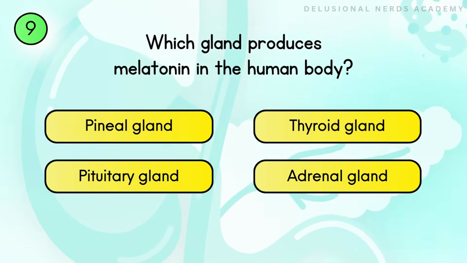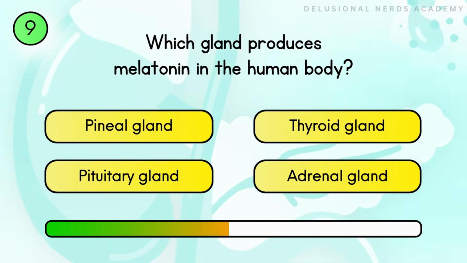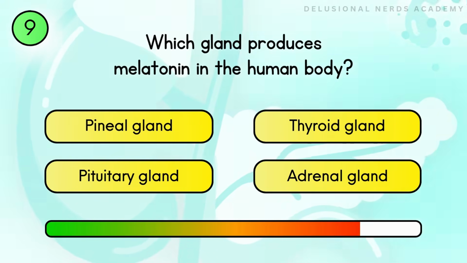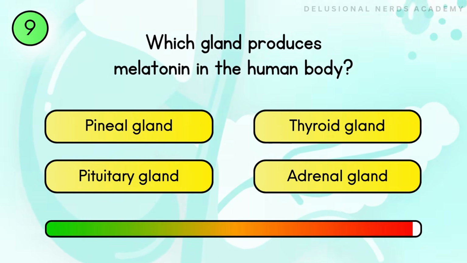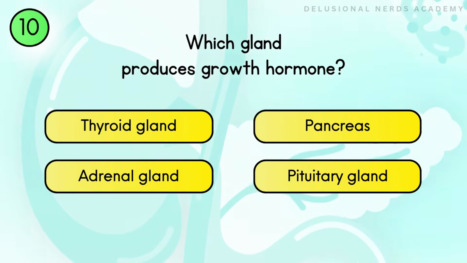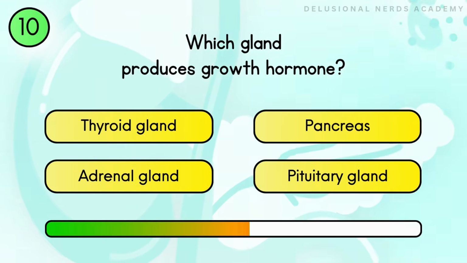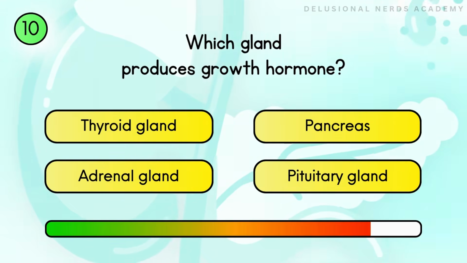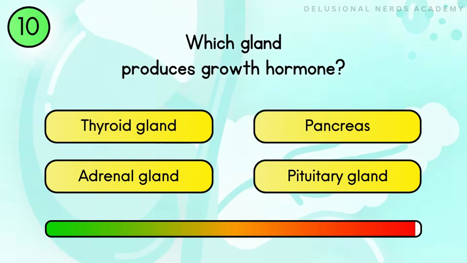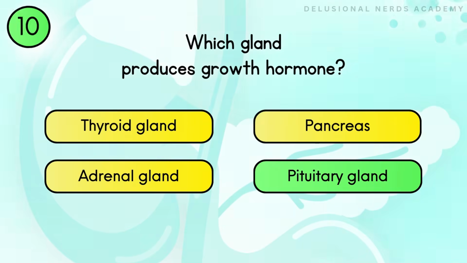Which gland produces melatonin in the human body? The pineal gland is responsible for secreting melatonin. Which gland produces growth hormone? The pituitary gland is the one that secretes growth hormone.